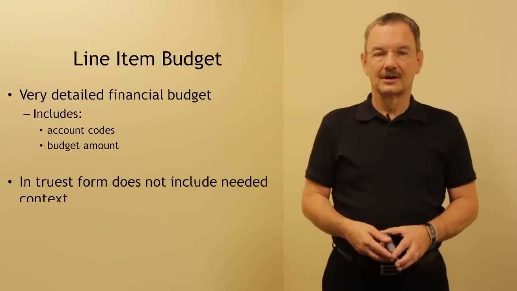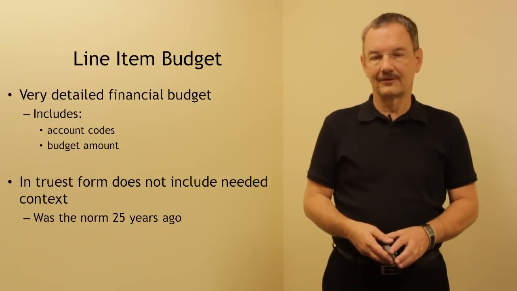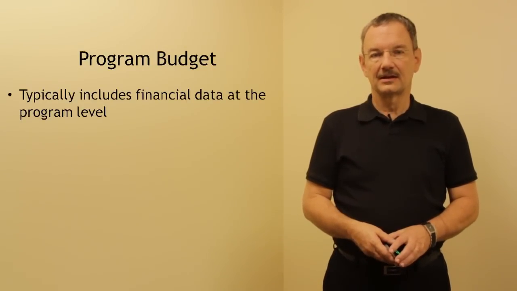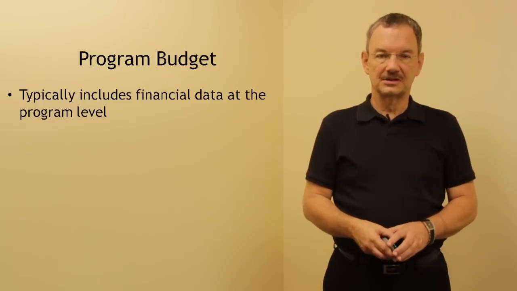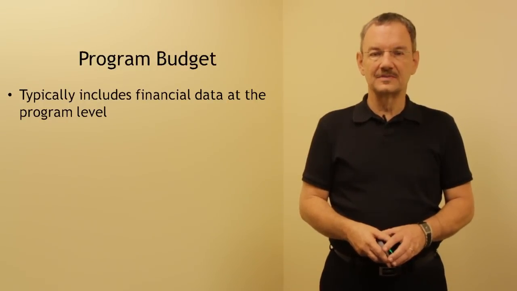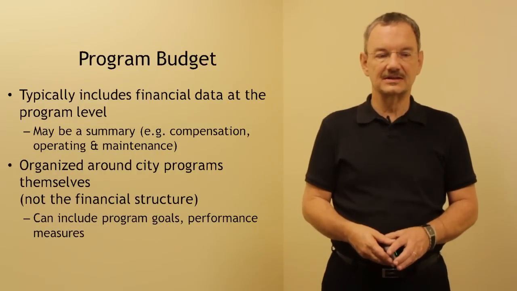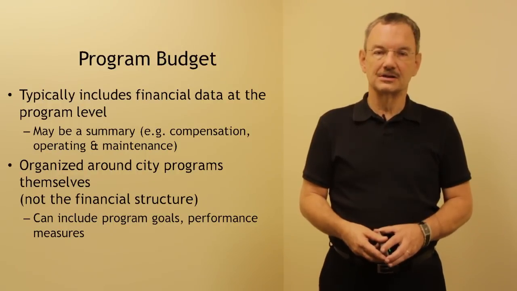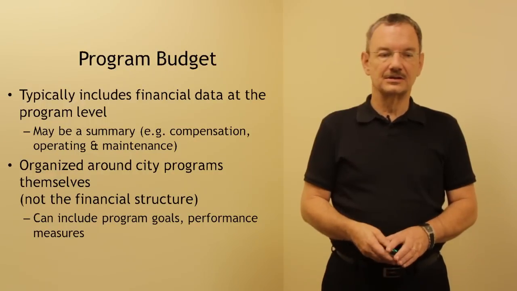And therefore, while this was the norm 20, 25 years ago, you don't see these much anymore because they really don't provide the kind of information that's necessary. A program budget is a different type that's really oriented around the kinds of things that an organization does. And here, the focus of the budget accounts is the various programs that you see them offer. Oftentimes, you'll see the financial aspects of a program summarized, say in the compensation, operating and maintenance expenses, things of that nature. But it's really structured around the program structure of the organization and not the financial structure. So this can be more helpful to really understand what kinds of things the organization is doing.